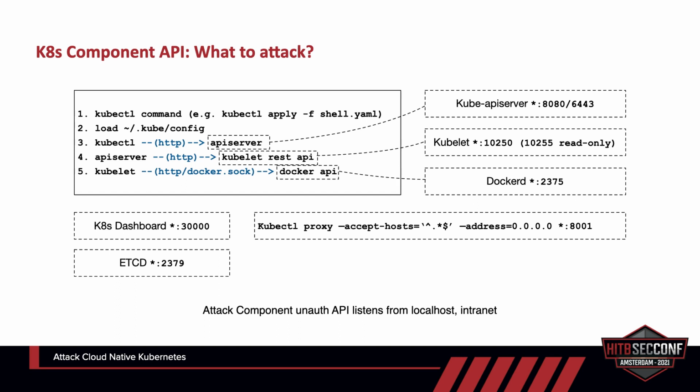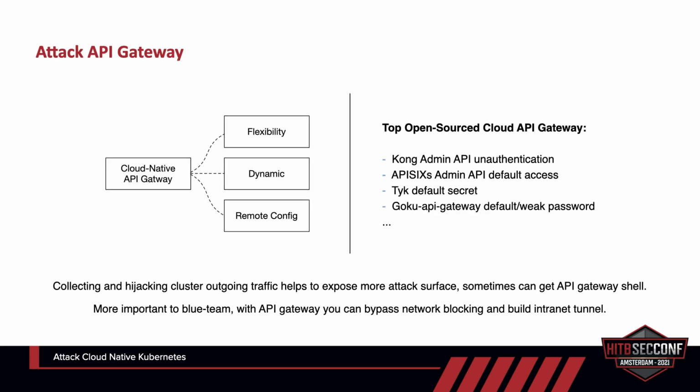Except the above, obtaining the certificate, API key, password, and token about the KA component in the private net is also the way we are going. If you really cannot find a target in the private network, you may try the cloud-native API gateway. All the current cloud-native API gateway open-source solutions do not have a complete authentication function like KA, with the feature of flexibility, dynamic, and remote config.